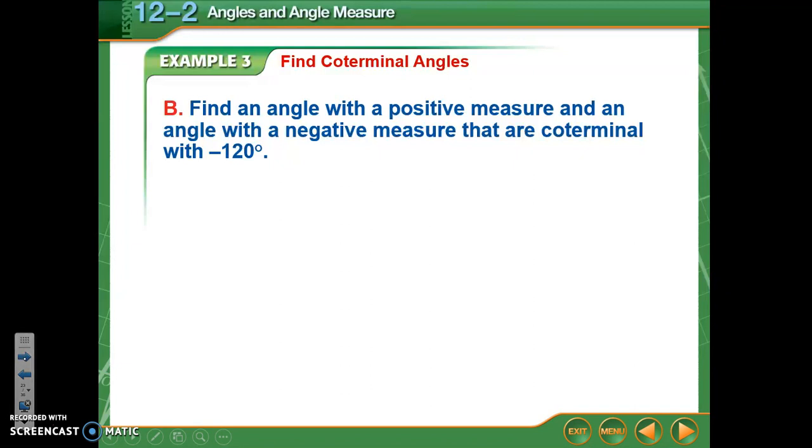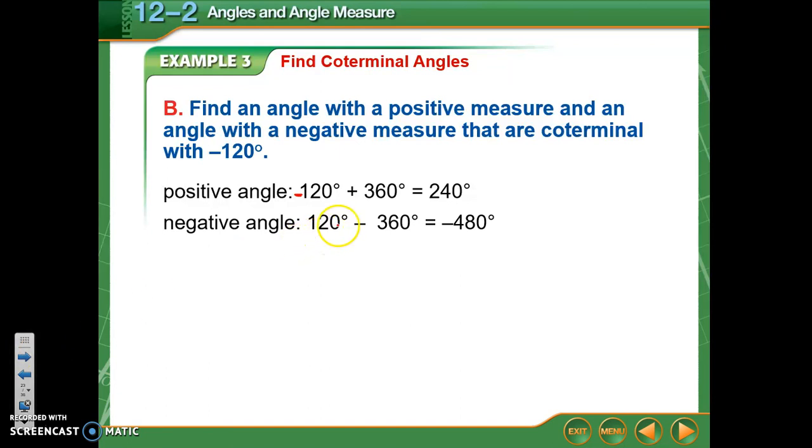All right, we're going to do the same thing here. So I have negative 120 degrees. They skipped their negative sign here. So to get a positive angle, I add one rotation, 360 degrees, to get 240 degrees. To get a negative coterminal angle, I subtract 360 degrees from negative 120 degrees, and I get negative 480 degrees.